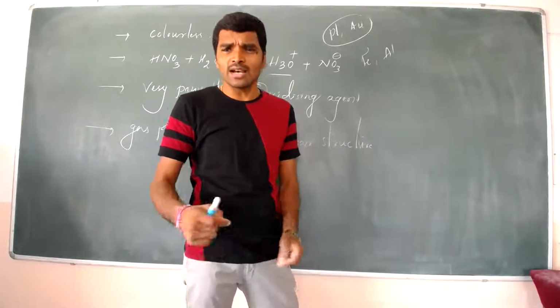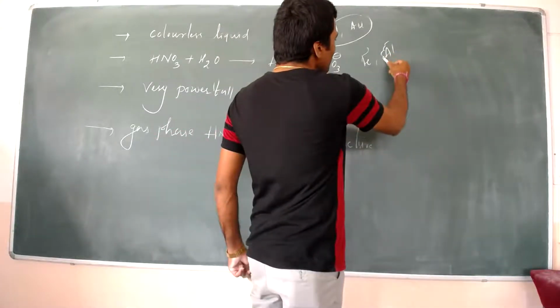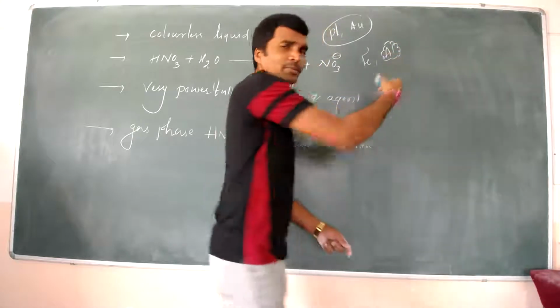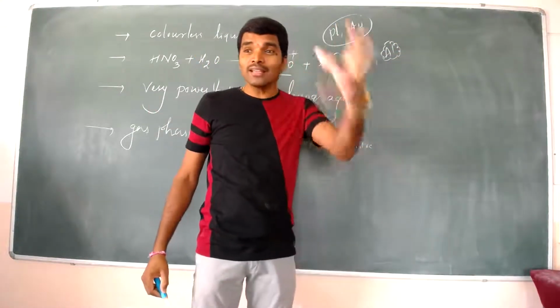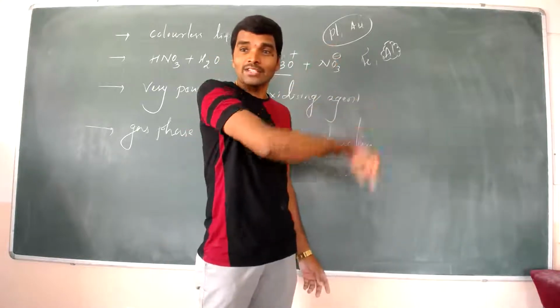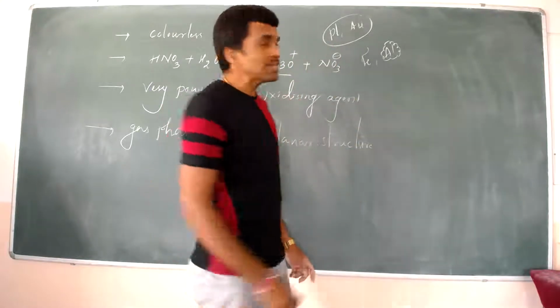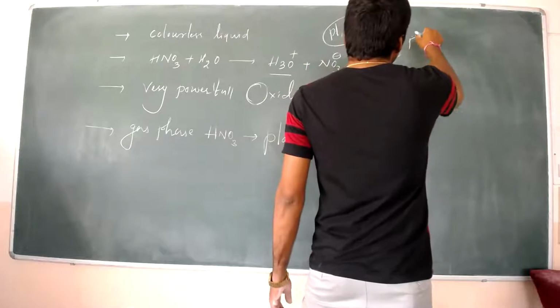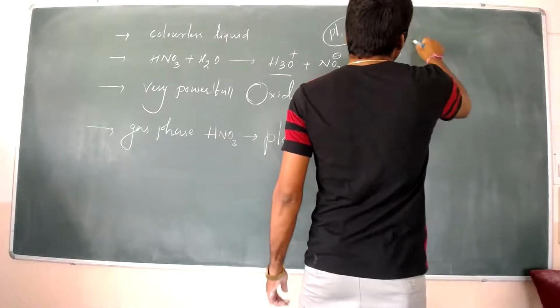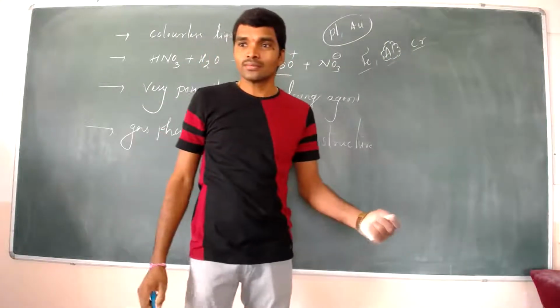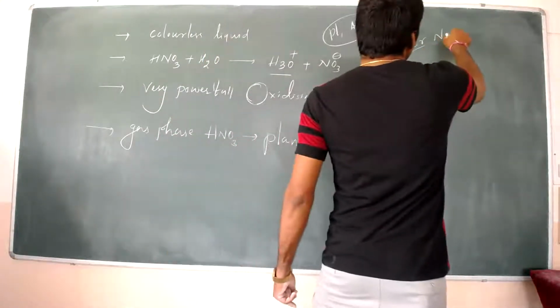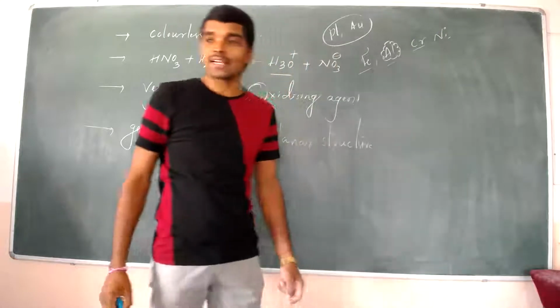Why does aluminum not react with nitric acid? Because an aluminum oxide layer is present around the aluminum. Due to that oxide layer, aluminum does not react with nitric acid. As well as iron, aluminum, chromium, chromium as well as nickel also do not react with nitric acid.